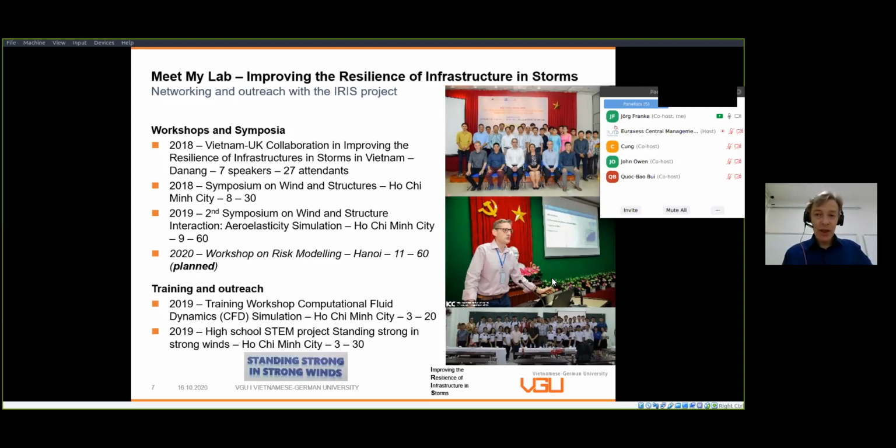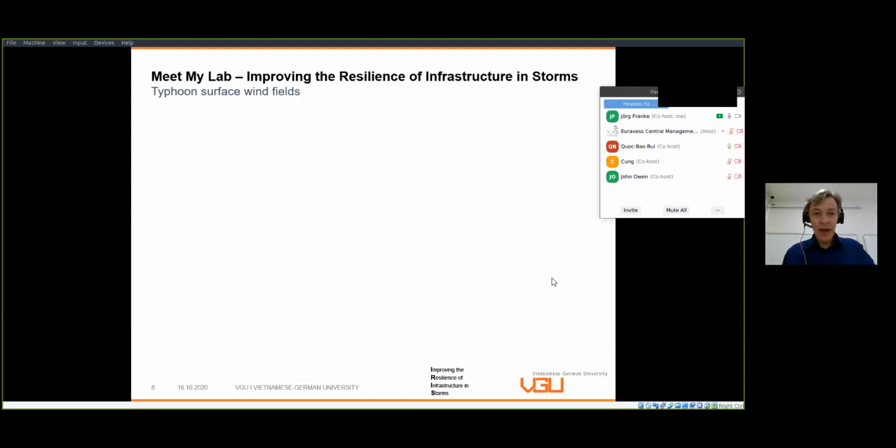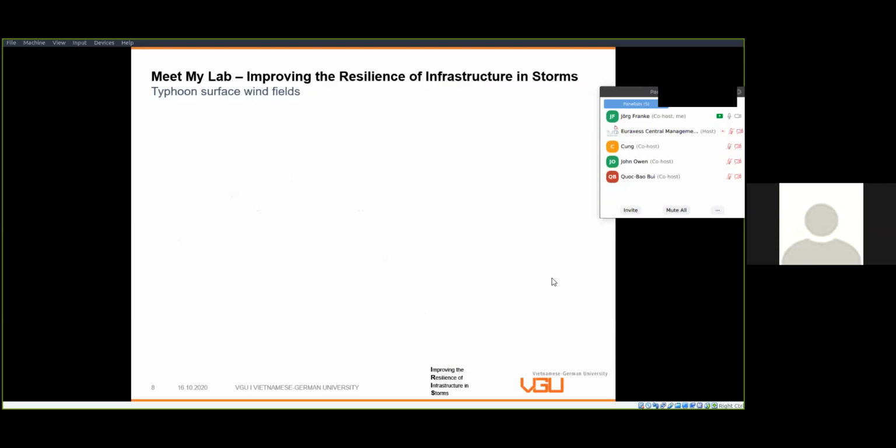Now, for the IRIS research project, we have been deeply involved in all the other stuff, and we are now taking over the results that Cung and the Nottingham group have produced for the typhoon wind fields, and we want to apply them for a typical Vietnamese coastal urban area.